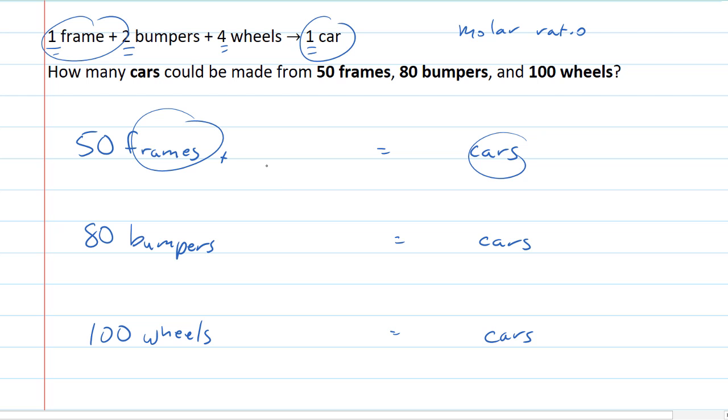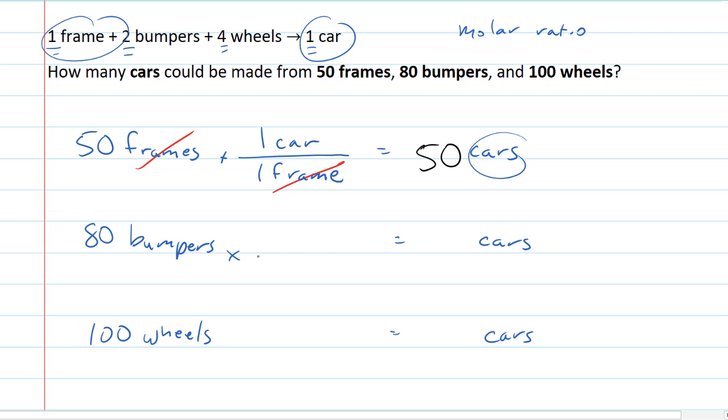And so, according to this equation, we have 1 frame for every 1 car. And when we have this relationship, frames winds up canceling out. And of course that's going to give us 50 cars. If we look at the second setup here, and we want to set this up, on the bottom we would put how many bumpers?